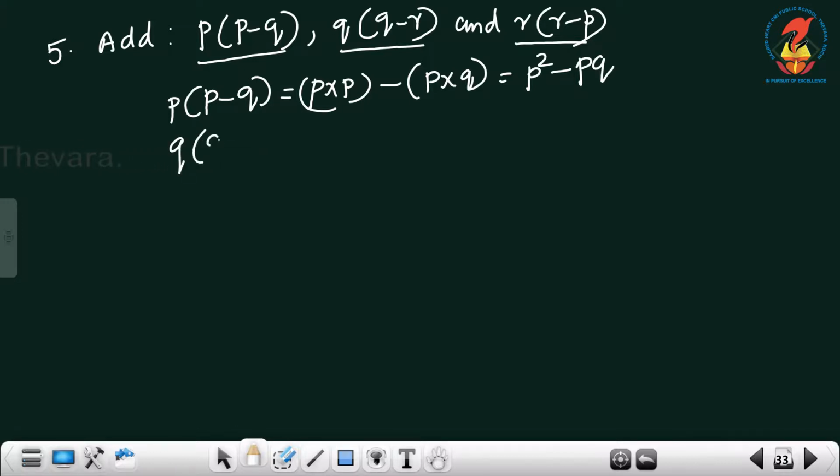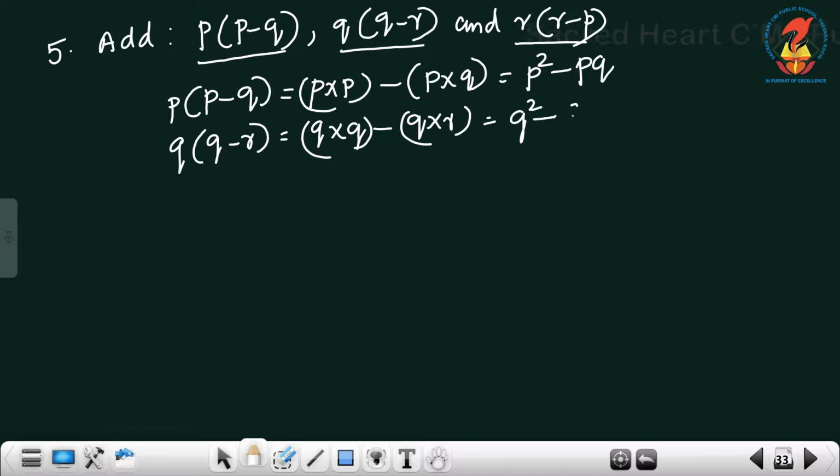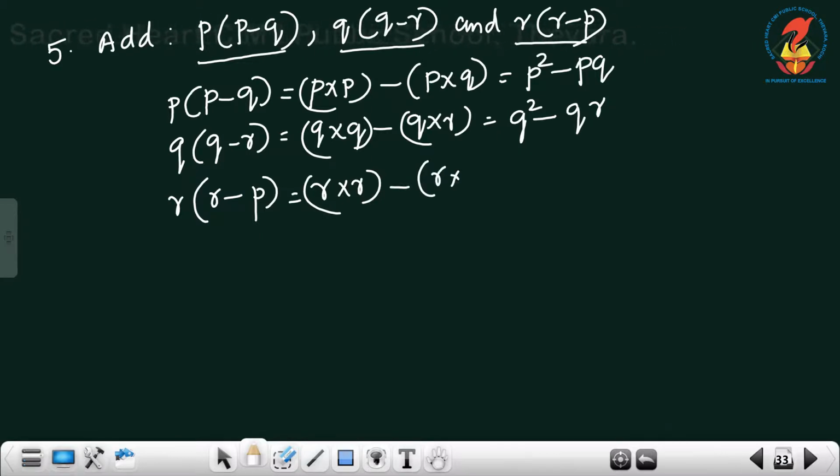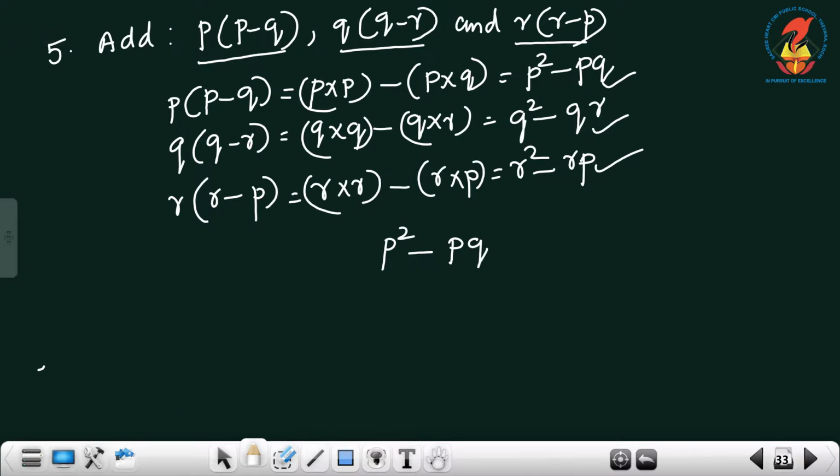Next, q into (q minus r) equal to q into q minus q into r equal to q square minus qr. Third expression r into (r minus p), r into r minus r into p equal to r square minus rp. Add these three answers. Add these three expressions p square minus pq. Okay. Next expression q square minus qr.